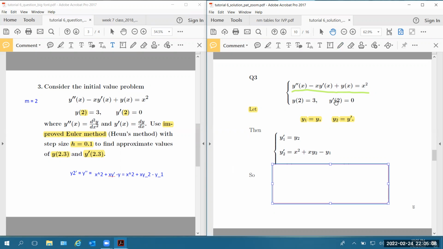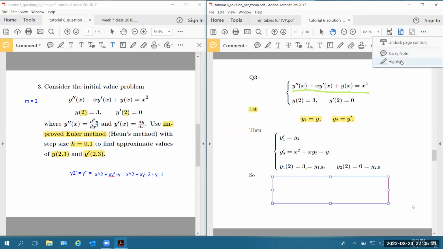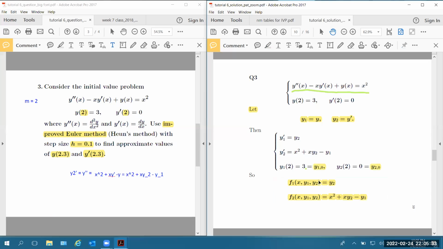Then of course, your initial condition also go and rewrite. Your y is now y1, so y1(2) is this. Your y prime is now called y2. This is our notation, so we call this y10, call this y20. Just now we also know this is function 1, function 2. My function 1 is always the same, it's always y2. But your function 2 will change because it depends on your equation.